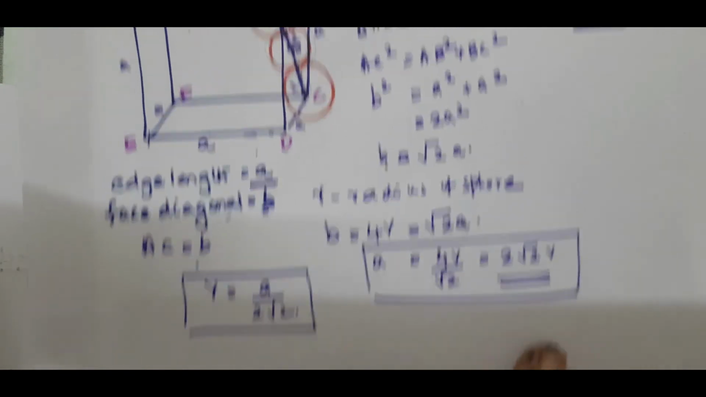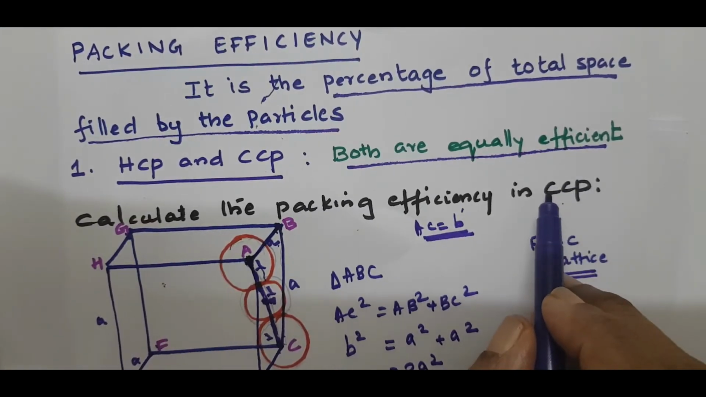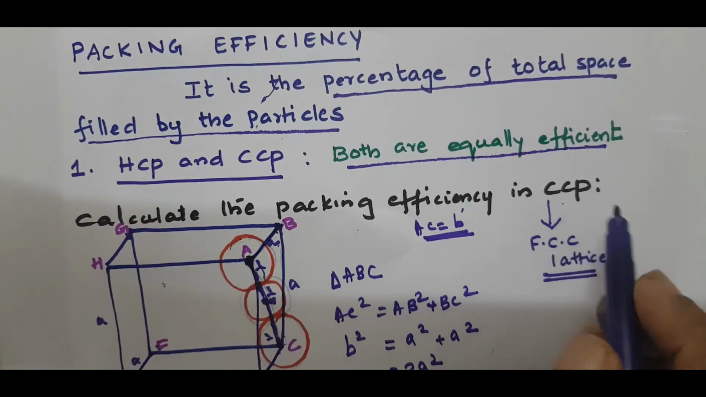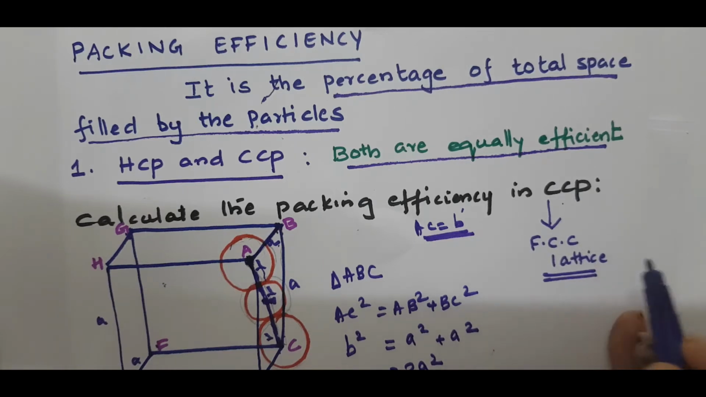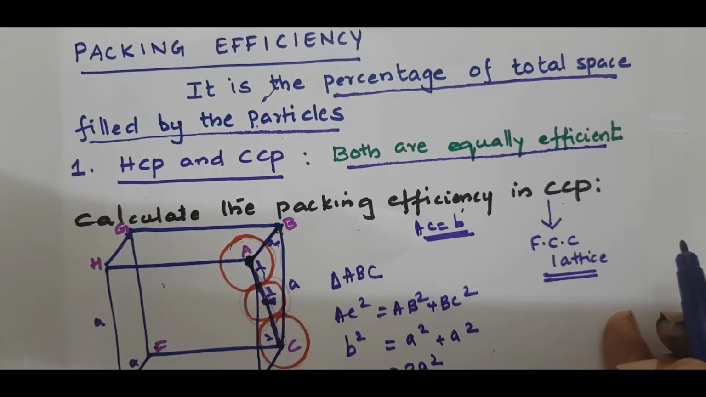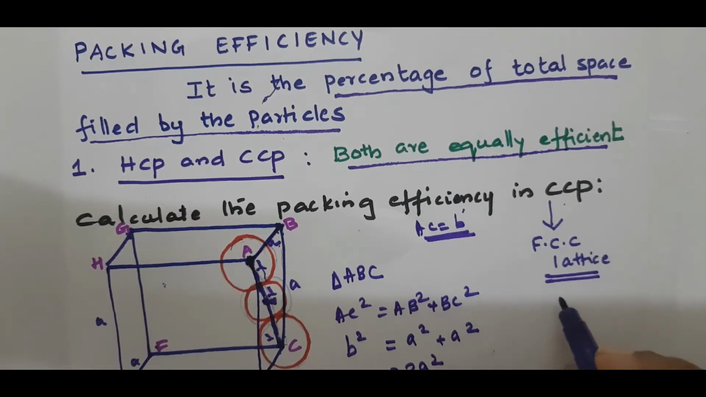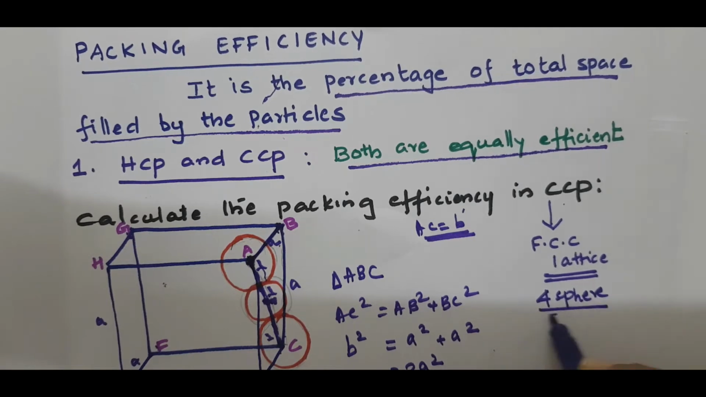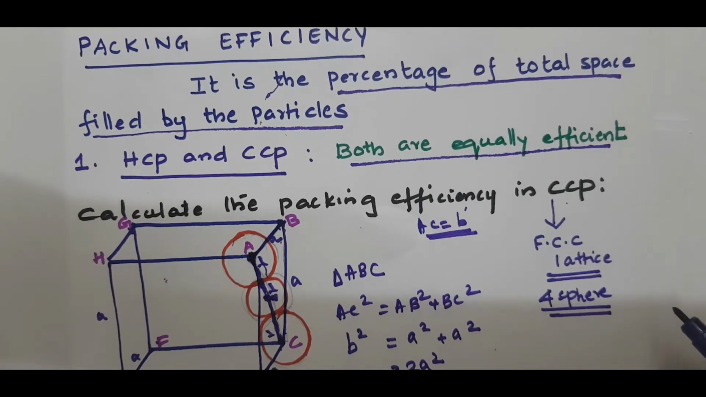We are studying the CCP, that is cubic close packing, and I told you this comes under the FCC lattice. Clear? Now in an FCC lattice, how many spheres are there? 1 by 8 into 8 plus 1 by 2 into 6 faces. So how many in total? There will be 4 spheres, isn't it? In FCC there are 4 spheres.